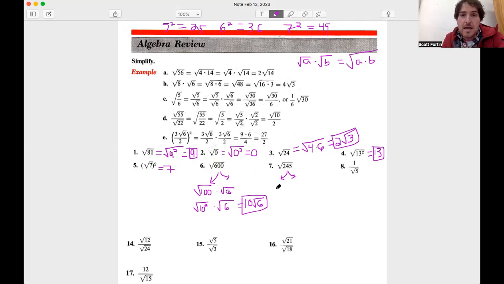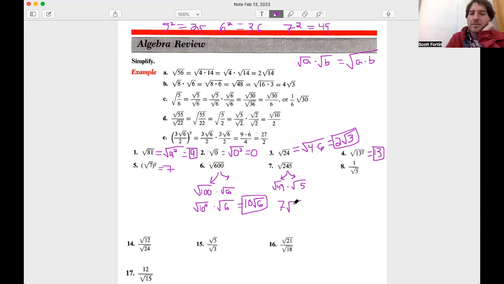Okay, so I'm going to get the square root of 49 times the square root of 5. And I can take the square root of 49. Why? That's just 7 times 7, or 7 squared. What does the square root do? It cancels the squaring. So the square root of 49 is 7.